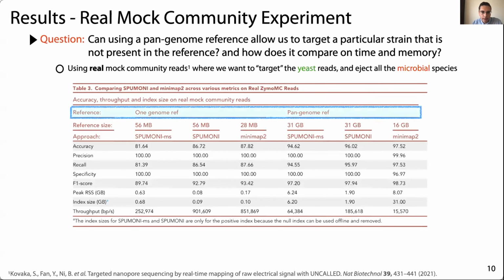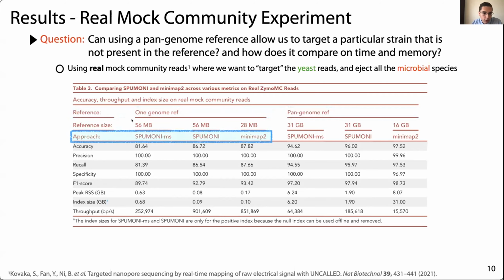First, I just want to highlight the two different types of databases that we used. We use a one genome reference. This means that we're taking one random strain from each of the microbial mock community species, and it doesn't include the exact strain. The pan-genome reference is when we include all the strains for all of the microbial species, but not including the exact one. The three approaches we benchmarked were SPUMONI MS, which is using matching statistics; SPUMONI, which is using pseudo matching lengths; and Minimap2, the gold standard alignment approach, similar to what ReadFish uses.